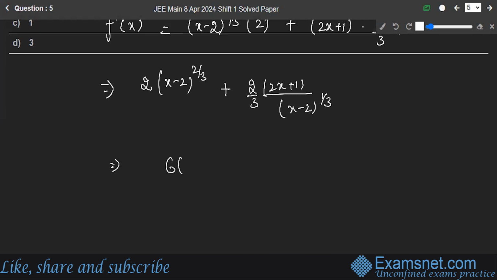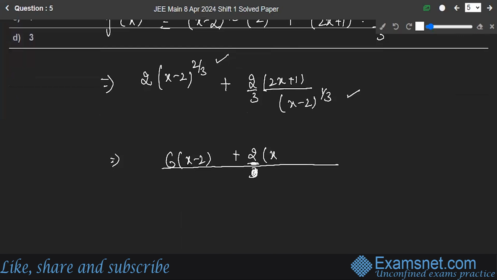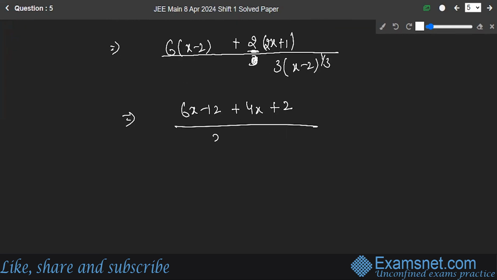Taking the LCM, you will have 6 into (x minus 2), because 2 by 3 and 1 by 3 added will give you 1, plus 2x plus 1, upon 3 into (x minus 2) power 1 by 3. So this makes it 6x minus 12 plus 4x plus 2, divided by 3 into (x minus 2) power 1 by 3, which is 10x minus 10 over 3 (x minus 2) power 1 by 3.